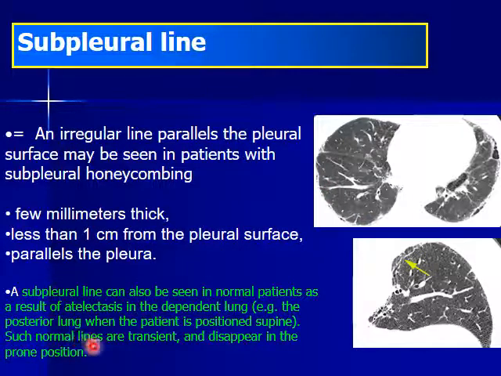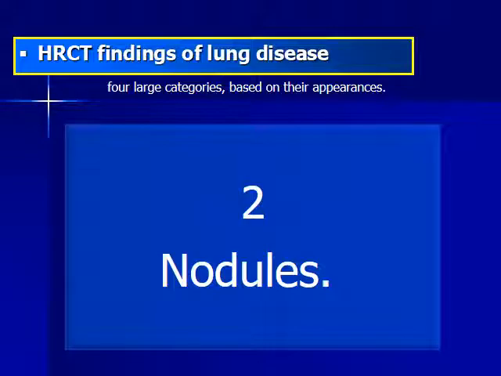Particularly, this can be seen also in some normal persons as a result of atelectasis in the dependent lung, posterior lung surface, when the patient is supine. Such normal lines are transient and disappear in prone position if you are not sure that it is physiologic.